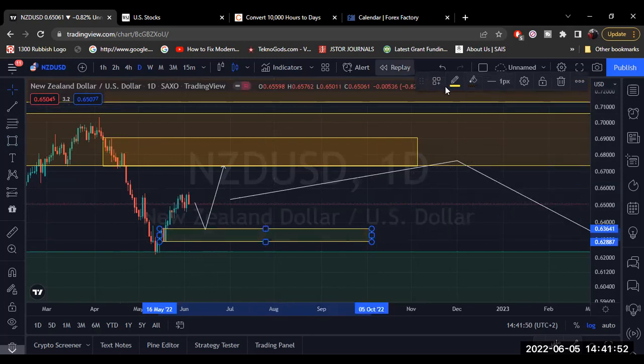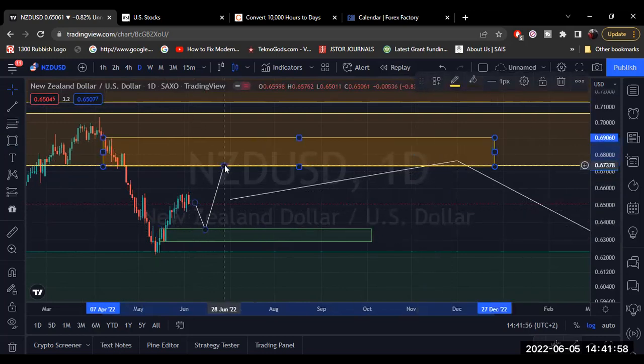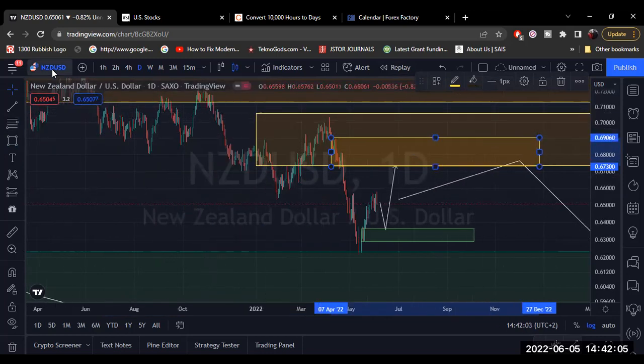If markets come down there, that's your buy area, and that's your sell area up there, right? Buy low, sell high, right? So this is kind of like what I've seen in NZDUSD.